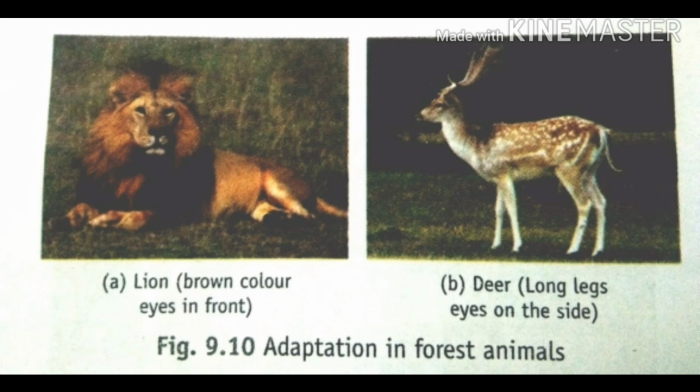Deer has long ears to hear even the movements of the predator. Deer has strong legs to run fast and with speed to escape from danger.